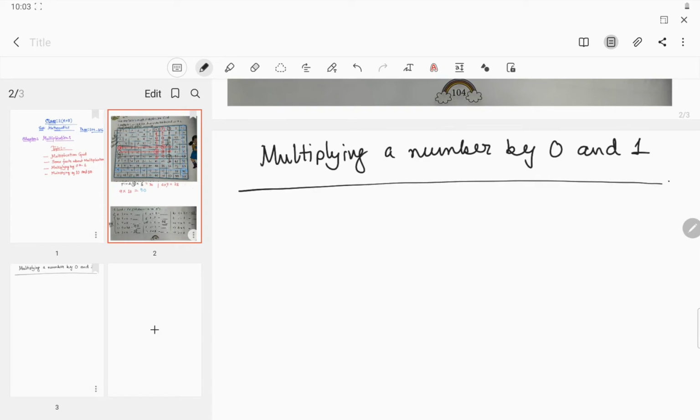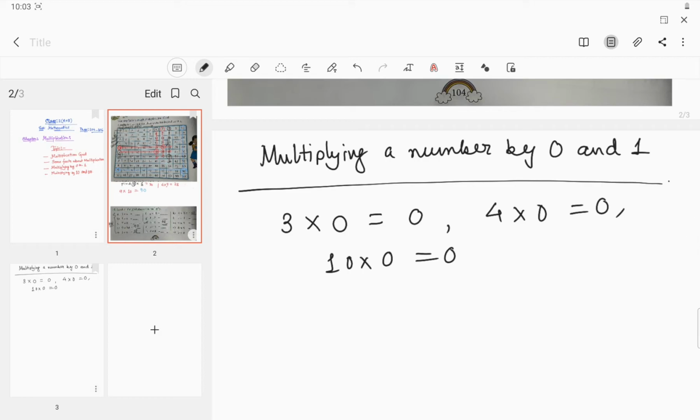When we multiply a number by 0, the product is always 0. Suppose 3 cross 0, that means 3 times 0. 3 times 0 is 0. 4 times 0 is 0. 10 times 0 is also 0. That means when you multiply a number by 0, you will always get 0.